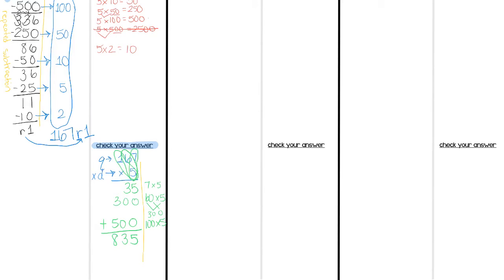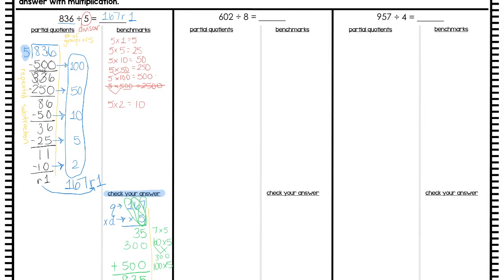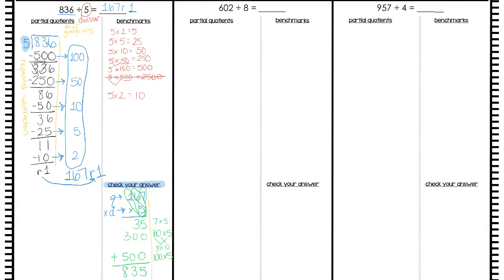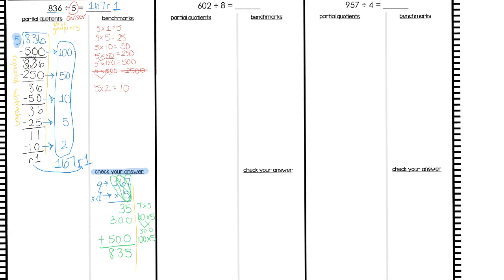Is that what we started with? It is not. We started with 836. So we need to have one more, which means we need to still add our remainder of 1. If I add my remainder of 1, I have 836, which means my quotient, 167 in each group of 5, with 1 left over, was correct. Awesome.